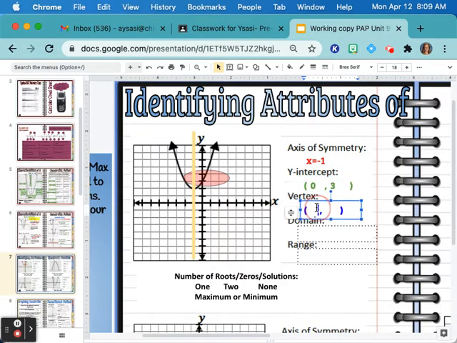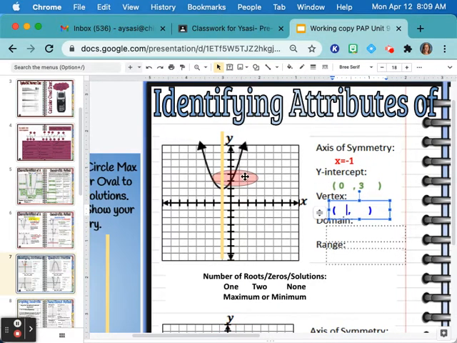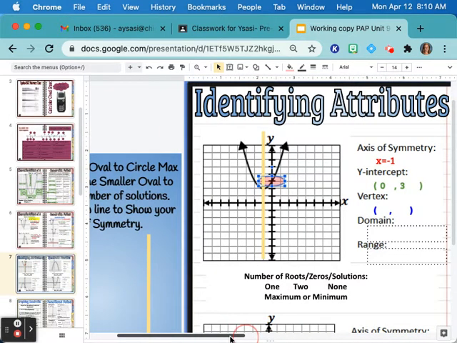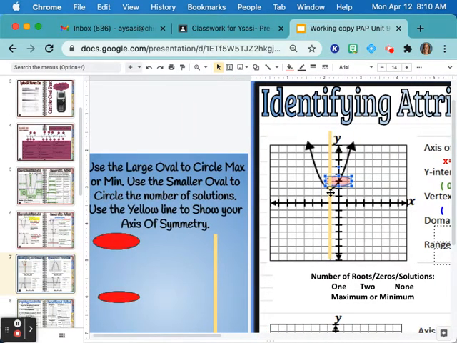I don't know why this is so big. I think I can make it a little smaller. So it's just over that. And then our vertex is either the lowest or highest point. So it's right here. Let's see. So that's at (-1, 2).